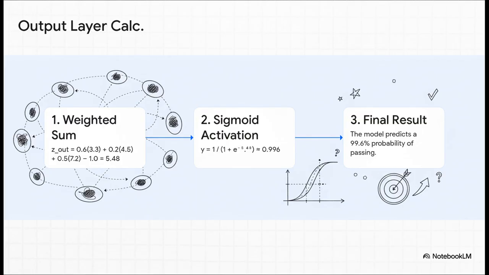It does the same thing again, calculates a weighted sum, and then applies the sigmoid function to squash the result into a probability. And what do we get? About 0.996. That means the model is predicting a 99.6% probability of passing. That's a fantastic prediction, which means our loss is going to be super low.